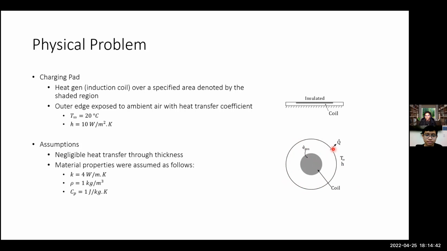We also made a couple of assumptions. The first being that there's negligible heat transfer through the thickness of the actual charger. This allows us to maintain the model as a 2D model. We also created our own material properties to make it easier to model, so the flow went through the material more effectively, and it was easier to see.